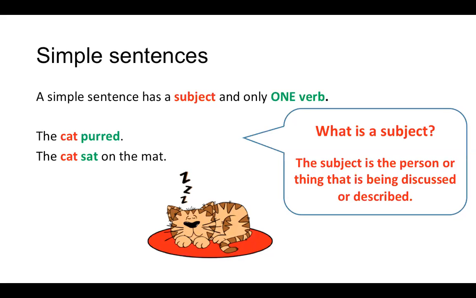In the second sentence, we've got the cat sat on the mat. Cat and mat are both nouns, but we know that the cat is the subject because that is what's being described. We're talking about the cat which is sitting on the mat, and we've got our one verb, sat. So simple sentences, as it says on the tin, are very simple, very basic. One subject and one verb.